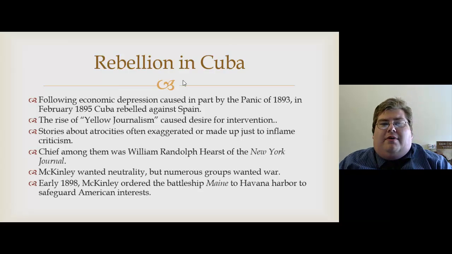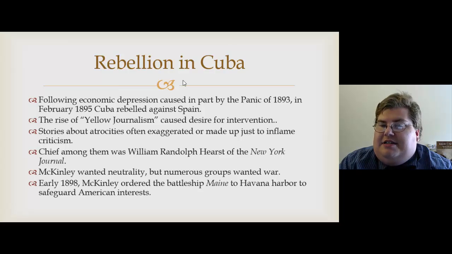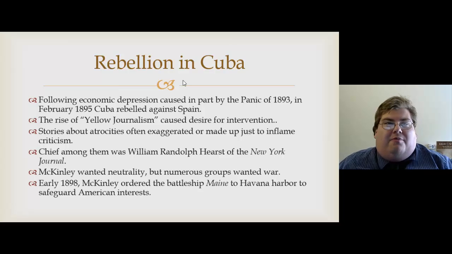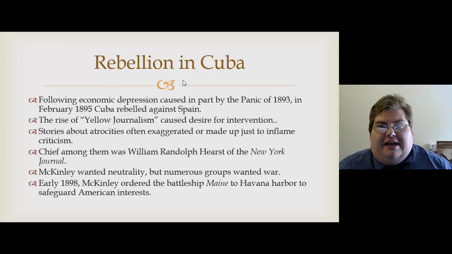Now, what we're going to see is the Panic of 1893, and it's kind of worldwide. Spain is still lingering on. It's a shell of its former self. Its colonial empires are dashed, but it still has a few. And then Cuba in February rebels. And I mean, it's pretty violent.